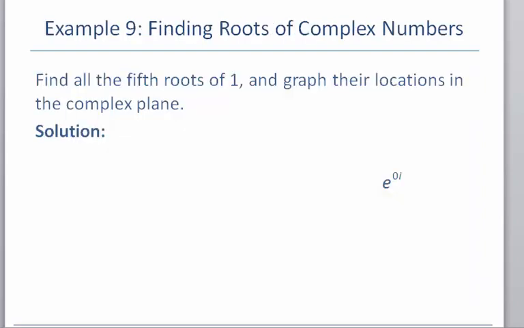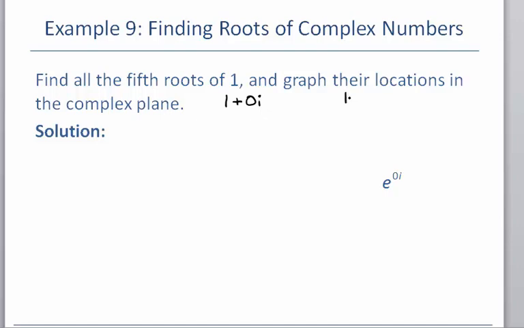So let's go ahead and take a look at what our example is going to look like. Our example says, find all the fifth roots of 1 and graph their location in the complex plane. Okay, so what we're going to do first of all is take this 1 and write it as a complex number. So 1 is the real part, and the imaginary part had to have been 0i. We want to think about it that way so that we can identify the angle a little bit easier. So we want to realize that this 1 that we are given can be written as a complex number if it looks like this.